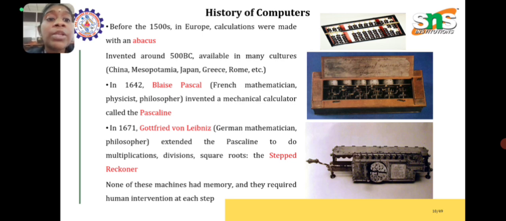In 1671, a German mathematician and philosopher extended the Pascaline to do multiplication, division, and square roots. That is called a stepped reckoner. None of these machines had any memory, and they required human intervention for each step.